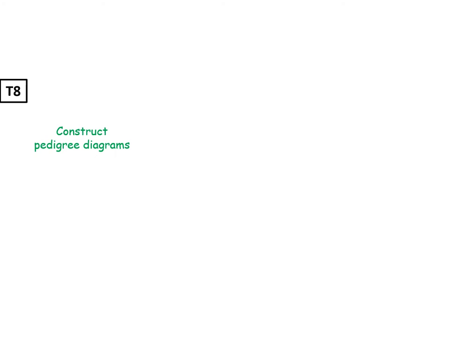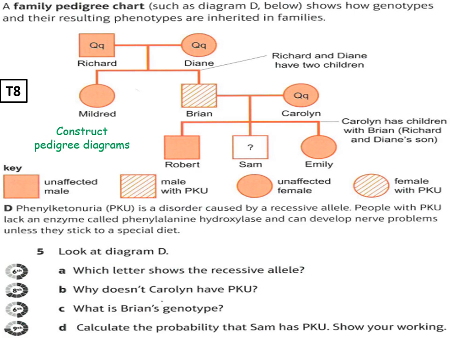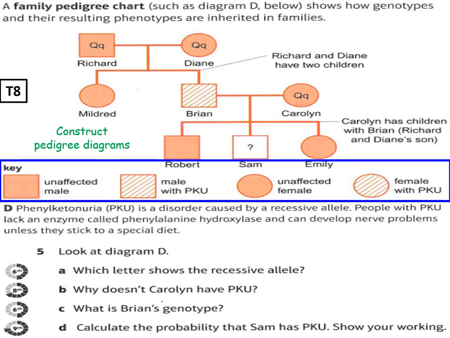So we look at constructing pedigree diagrams, and again this is something that we should have looked at in GCSE. And this is a family pedigree chart we can see here, and this is for genotypes and resulting phenotypes inherited in a family for a genetic disorder, PKU, which is a recessive allele. If we look at them, we could see that males are shown as squares, whereas females are displayed as circles. And we then have to look at the key to see how the genetic disorder is shown. So in this case, they're shown with stripes, whereas unaffected is just completely shaded. So which letter shows a recessive allele? Obviously, we've got the letter Q, so the recessive allele must be lowercase q.